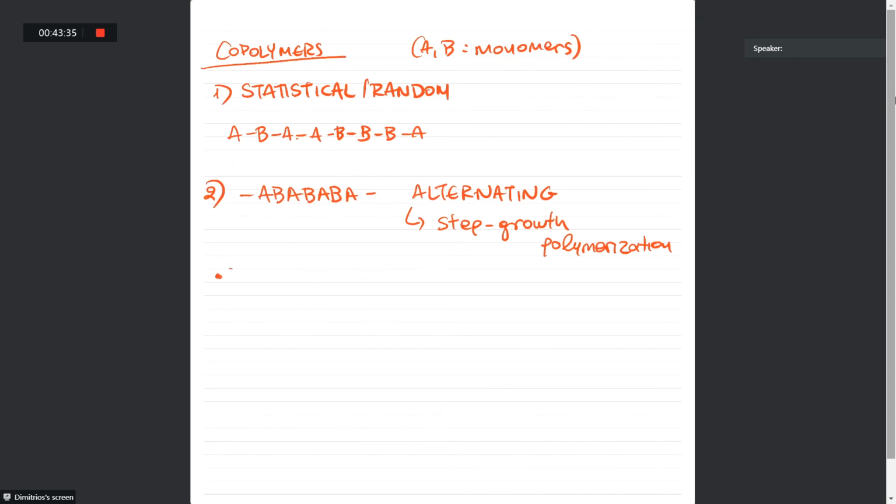Third case, which is the most common type of copolymers, are block polymers. Either a living or an ionic polymerization. Have we ever discussed these types of polymerization with Gabriel or someone else? I don't know.